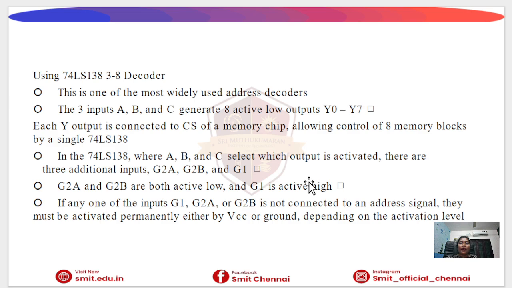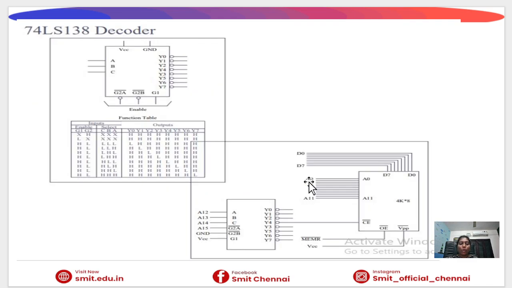And the address decoding using the 74LS138: it has three select pins and eight active low outputs. Each output can select one memory block. So with one IC, we can control eight memory chips. That is address decoding.